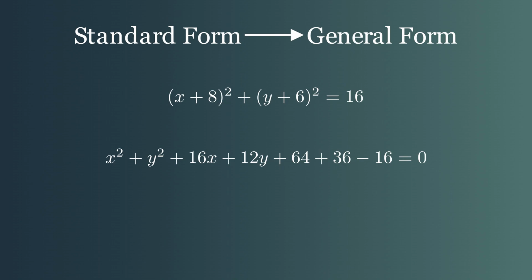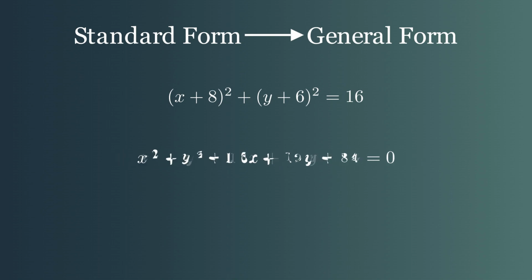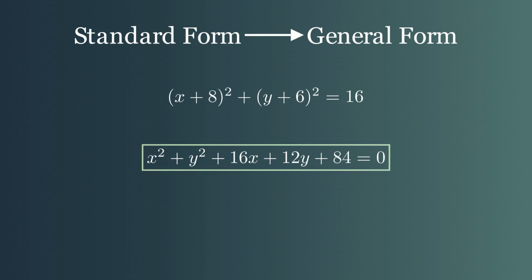Finally, simplify the equation by adding 64 and 36 together, then subtracting 16 from the sum. 64 plus 36 minus 16 is equal to 84. The general form of the equation (x plus 8) quantity squared plus (y plus 6) quantity squared equals 16 is x squared plus y squared plus 16x plus 12y plus 84 equals 0.